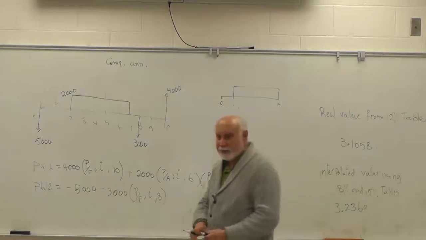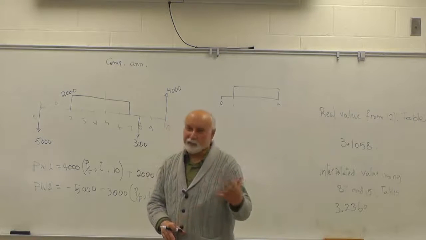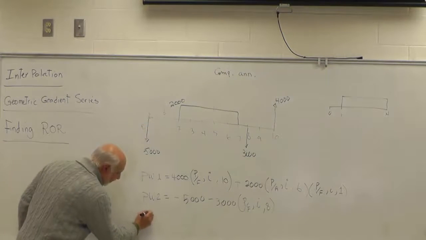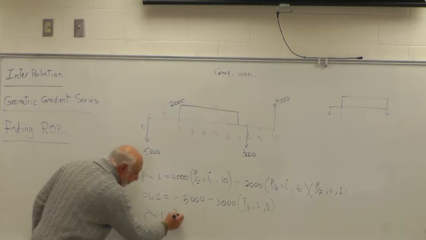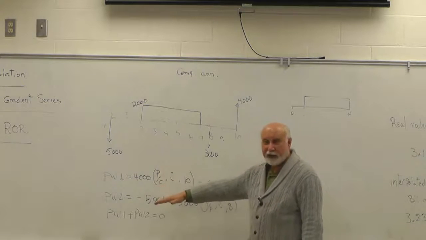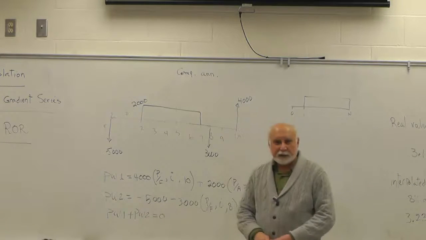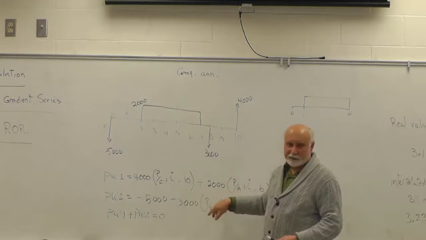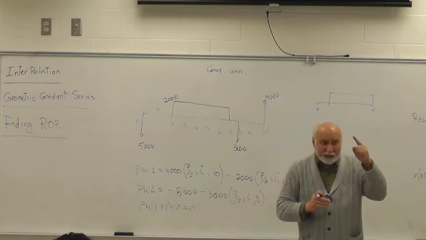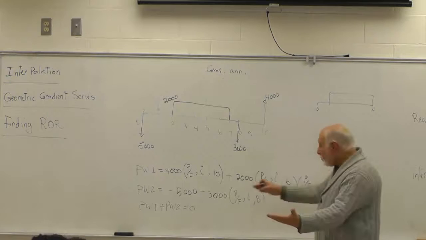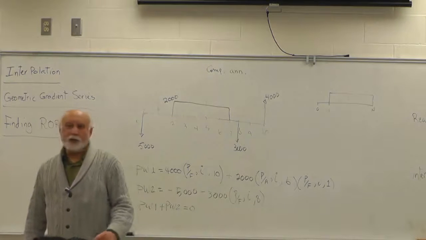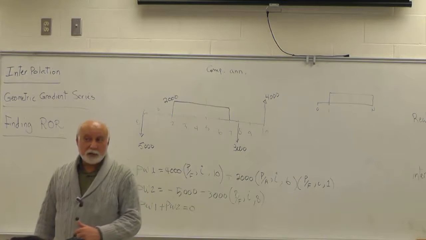One additional piece of information I have, because I'm trying to find the rate of return: rate of return is when you get PW1 plus PW2 equals 0. So I am actually comparing these two values. When they become equal, the values of them, not the signs, that rate of return is the I. But I don't know what the rate of return is. So I'm going to start guessing.